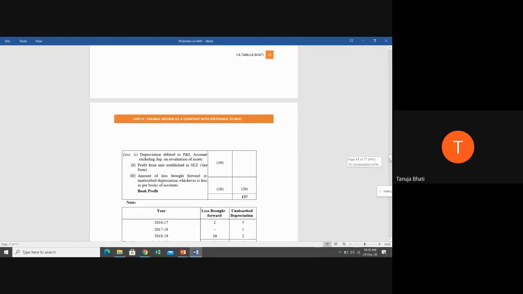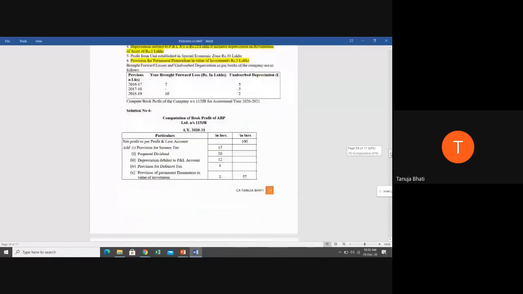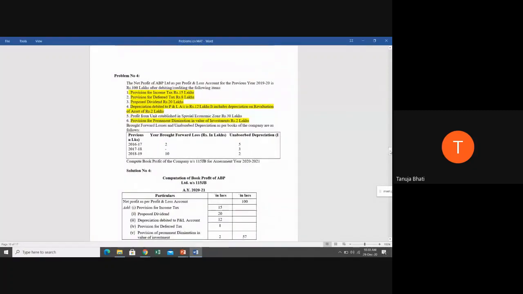So is problem number 4 clear, students? Did everyone understand problem number 4? Yes, ma'am. Okay. So students, once more a quick revision. Normal depreciation has to be added and also minused. But if it is depreciation on revaluation of asset, you have to only consider it in the addition, and in the deletion you should not consider depreciation on revaluation of asset.